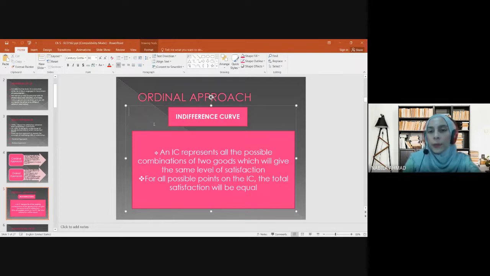So under ordinal approach kita ada indifference curve. So what is indifference curve? An indifference curve represents all the possible combinations of two goods which will give the same level of satisfaction. Maknanya dia adalah combinations of two goods yang dibeli oleh consumer yang memberikan kepuasan yang sama. For all possible points on the indifference curve, the total satisfaction will be equal.